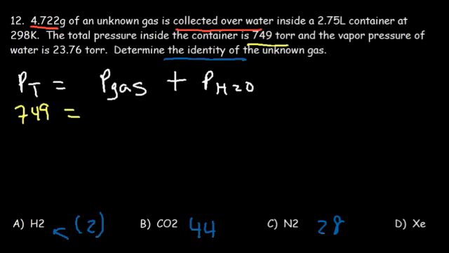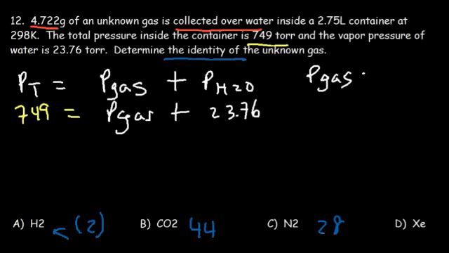We need to find the partial pressure of the gas, and the vapor pressure of water is 23.76. So let's subtract 749 by 23.76. So the partial pressure of the gas is 725.24 torr. In order to use the ideal gas law, PV equals nRT, we need to convert that to ATM. So divide it by 760 to convert it to ATM.